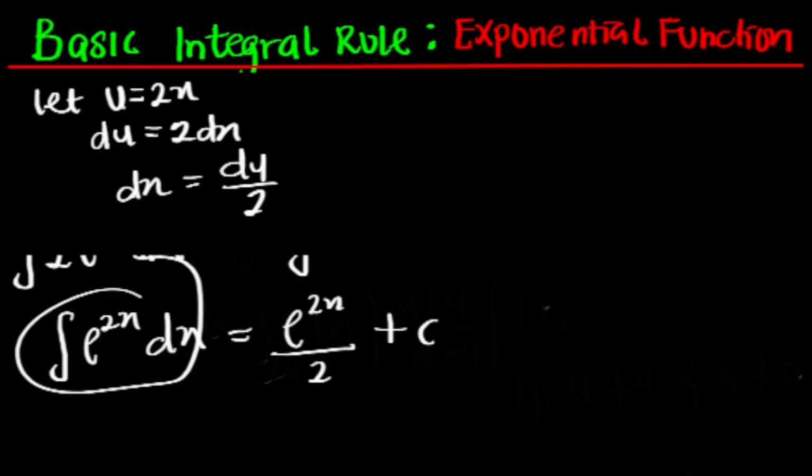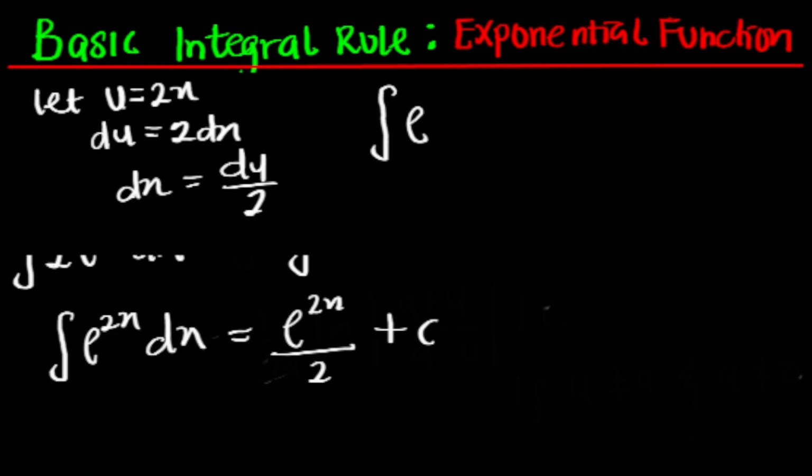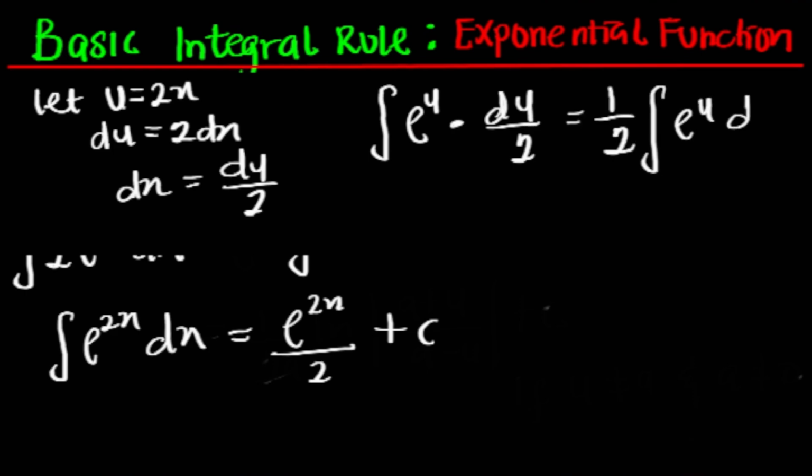Then I will come back to the integral. I'm going to have the integral of exponential 2x, which is exponential u, multiplied by dx, which is du over 2. So I can bring out 1 over 2, and I'm going to have 1 over 2 integral of exponential u du. Don't forget that if I integrate exponential u du, I'm going to have exponential u plus c. So the final answer is 1 over 2 exponential u plus c.